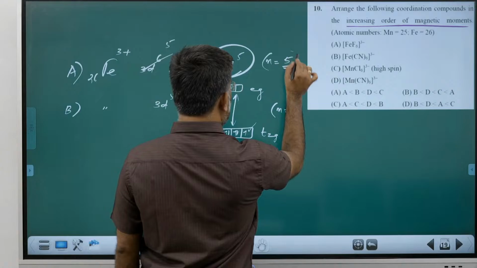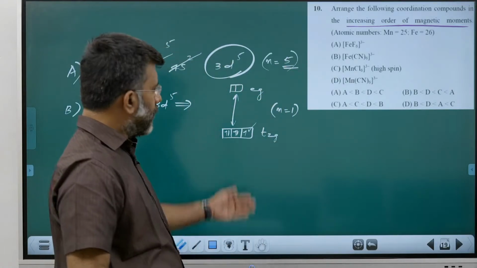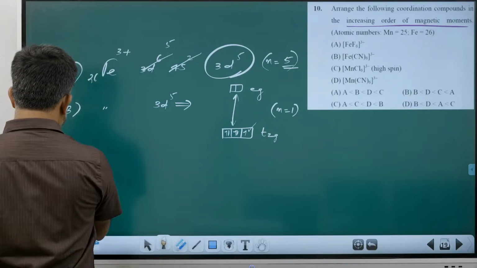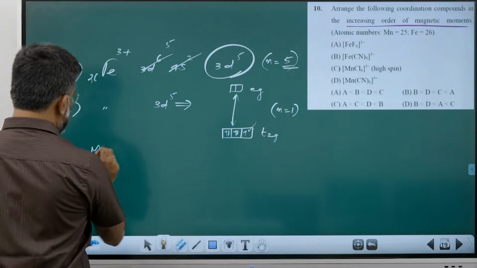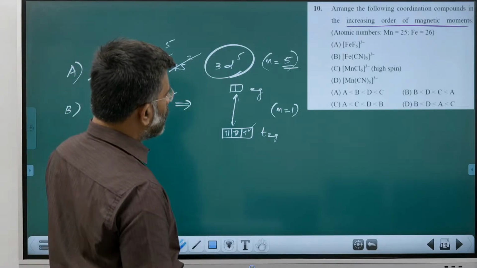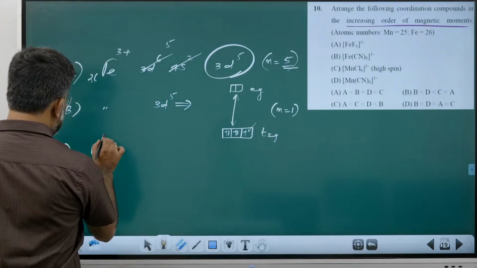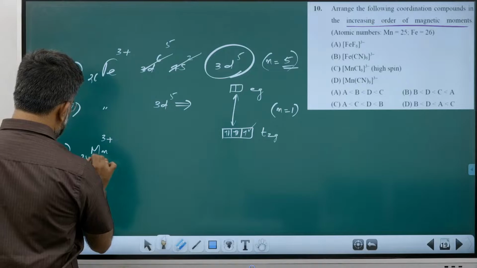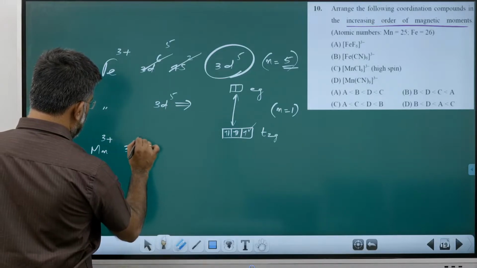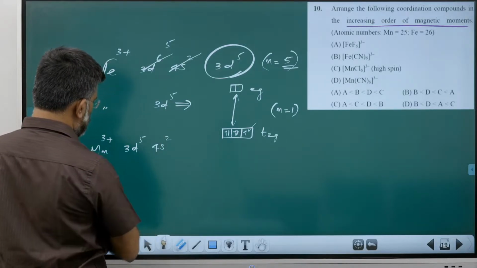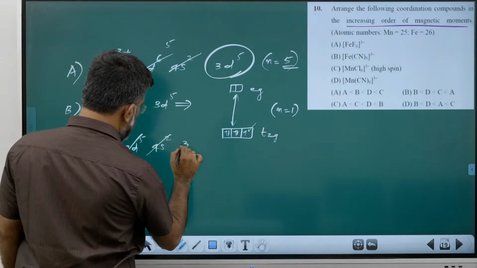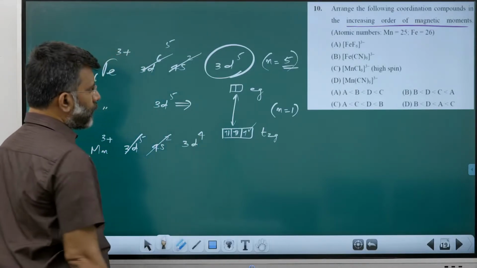So here we have 5 unpaired electrons. The next one we have 1 unpaired electron. Now what about option C? In option C we have manganese. Manganese in what state? Manganese in the +3 state. Manganese atomic number 25, 3d5 4s2. That means 3 electrons gone, so it is a 3d4 system.